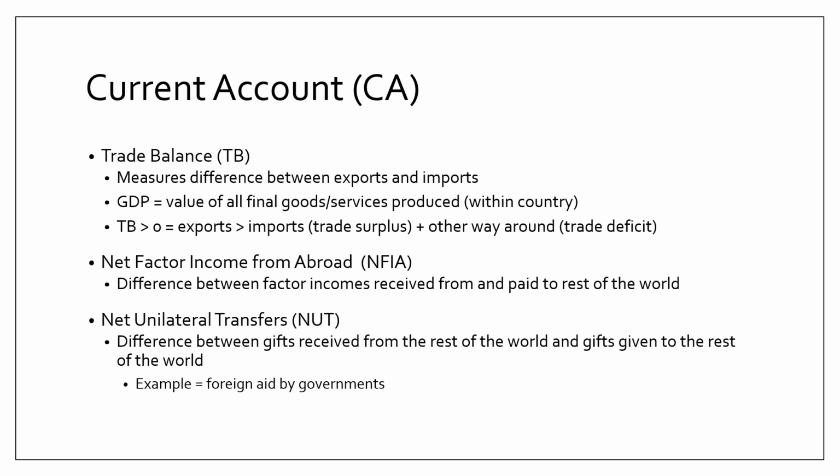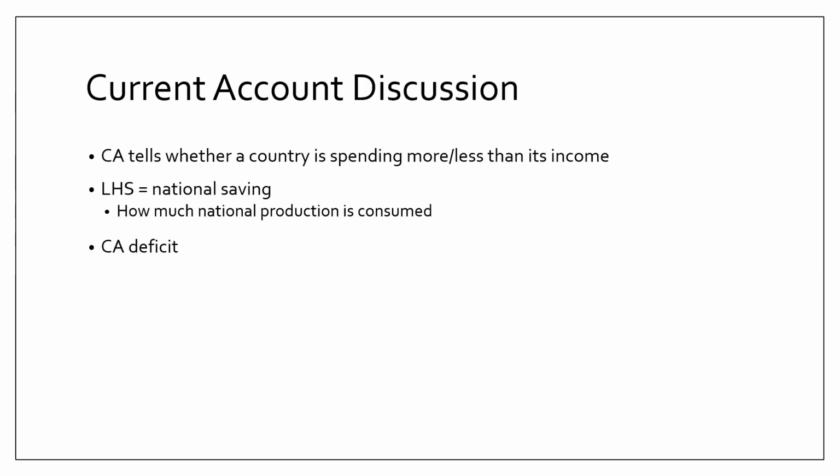Net factor income from abroad, NFIA, is the difference between factor incomes received from and paid to the rest of the world. For example, a US-owned company in Ireland generates profits for its US owners. Net unilateral transfers, NUT: the difference between gifts received from the rest of the world and gifts given to the rest of the world. Example: foreign aid by governments. The CA tells us whether a country is spending more or less than its income.